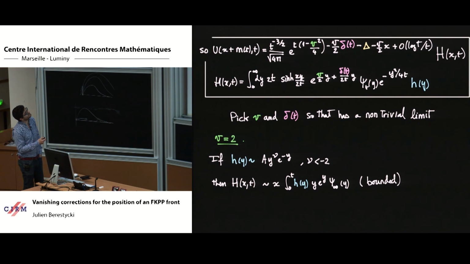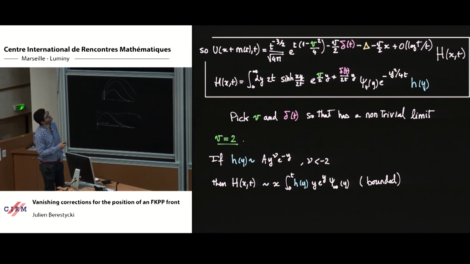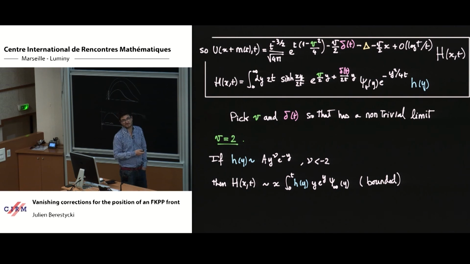And once you have this, the first thing is you need to kill this exponential growth here. So that means that you need to choose v equal 2, because otherwise you have an e to the t to something, either positive or negative, but clearly then you cannot have a non-trivial limit or an explosive limit. So you need to choose v equal 2, that's the first thing.